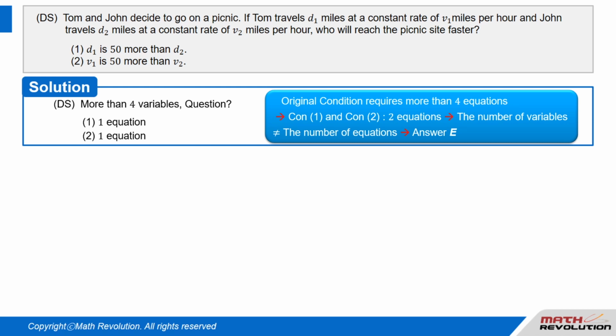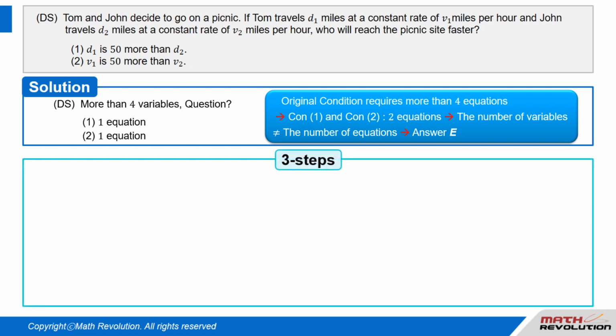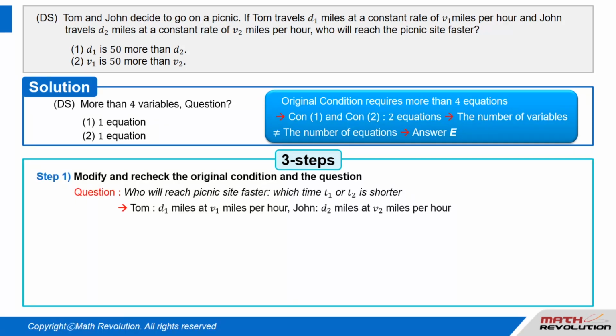However, since we need more than 4 equations to match the numbers of variables and equations in the original condition, the unequal number of equations and variables should logically give us an answer E. Let's apply the 3 steps suggested previously. Follow the first step of the variable approach by modifying and rechecking the original condition and the question.